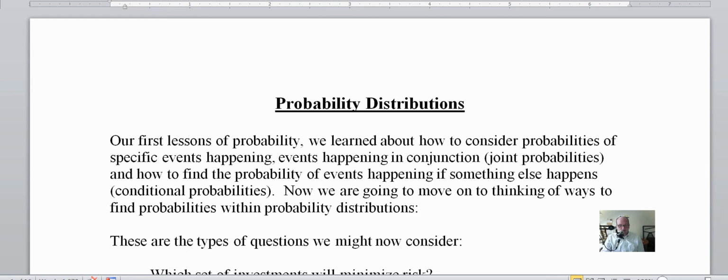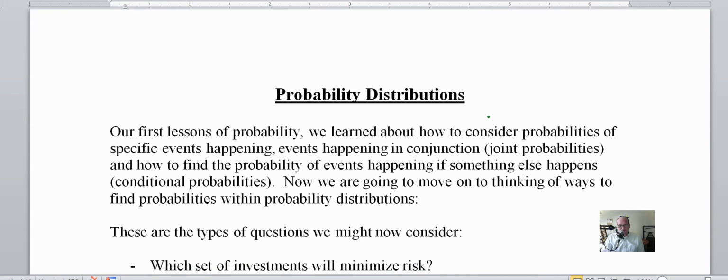Hey class, so this week we're talking about probability distributions. Last week we just talked about probability in general, and we tried to figure out problems like what's the probability of some event happening, and then we also worked into some questions like what's the probability of some event happening given some other event happening. These were called conditional probabilities. And we even talked a little bit about joint probabilities as well. We used contingency charts to solve these things.